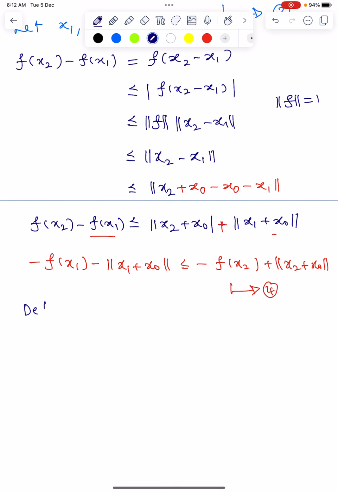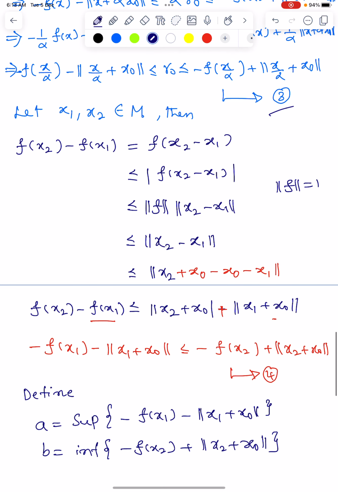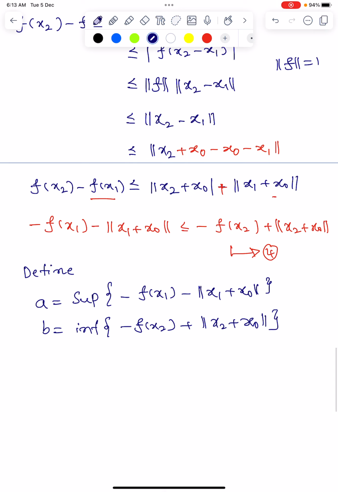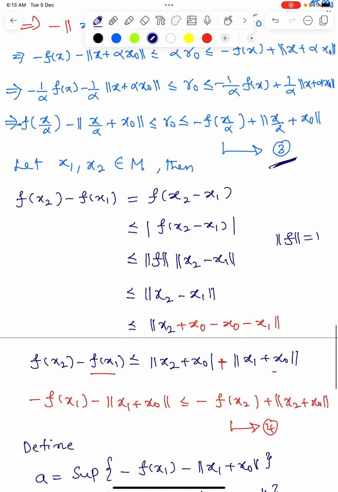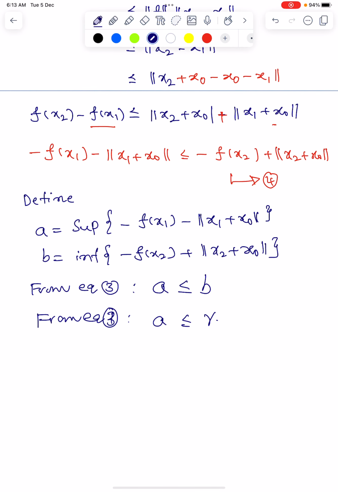Now define two constants. Define A equals the supremum of f of x1 minus norm of x1 plus x0, and B equals the infimum of minus f of x2 plus norm of x2 plus x0. From this inequality, we can conclude that A is clearly less than or equal to B. Now from inequality 3, A is less than or equal to r naught, which is less than or equal to B.